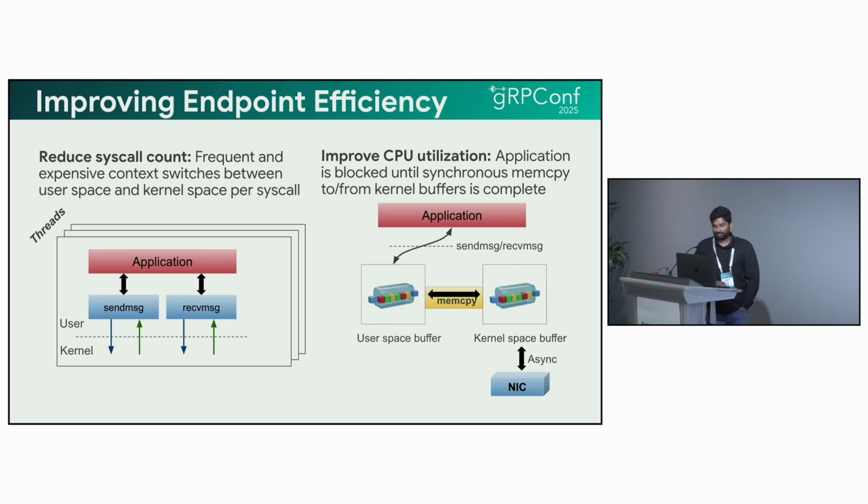We are also interested in this other question: how do we improve CPU utilization? Increasingly inside Google, we are seeing workloads that consume more and more of the available memory bandwidth. Due to these memory bandwidth limitations, blocking applications until they synchronously memcopy to and from kernel buffers leads to wastage of CPU resources. So these are the two main questions that we're trying to answer, and I'll be covering a bit more on these for the rest of the talk.